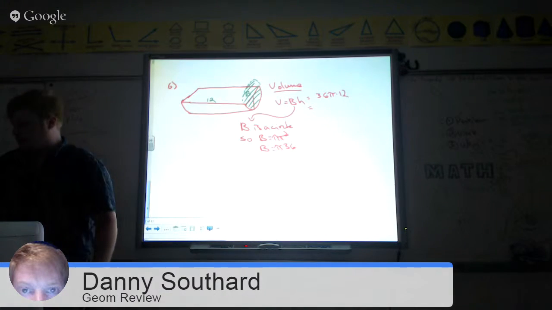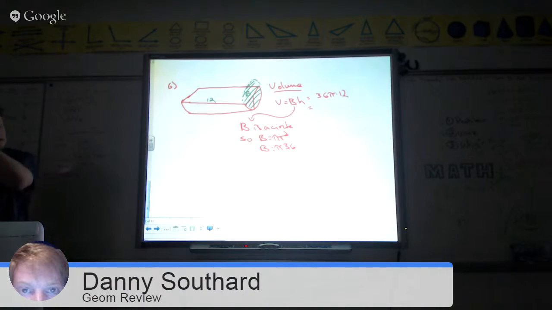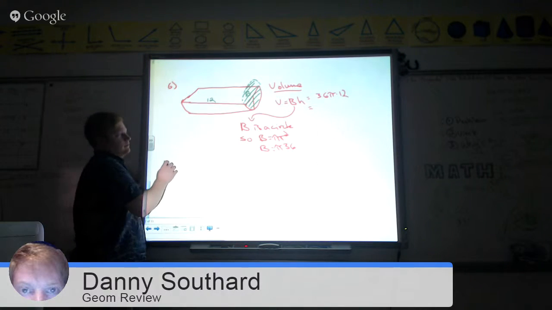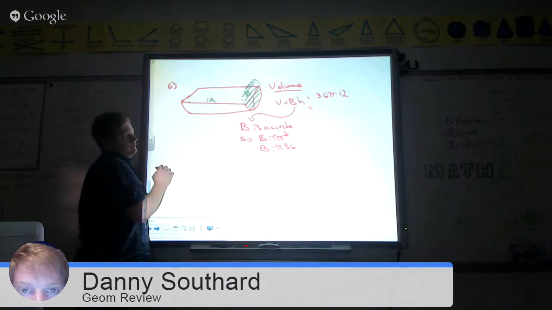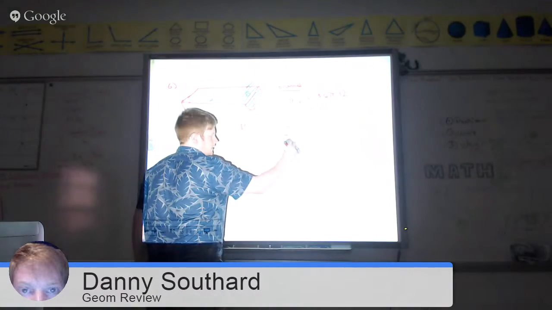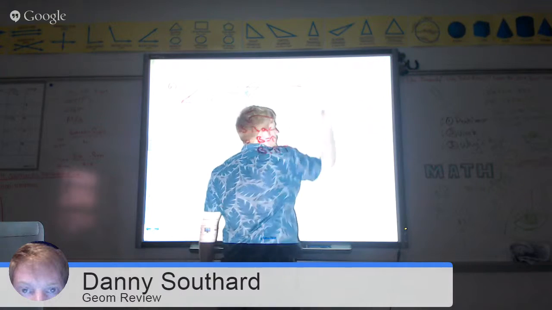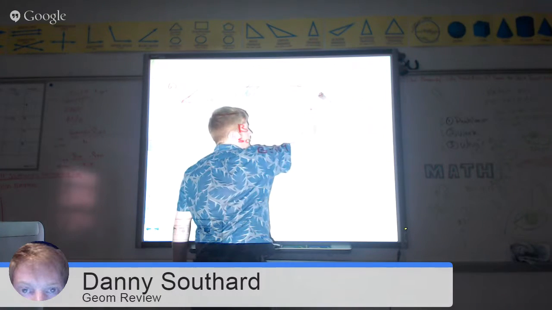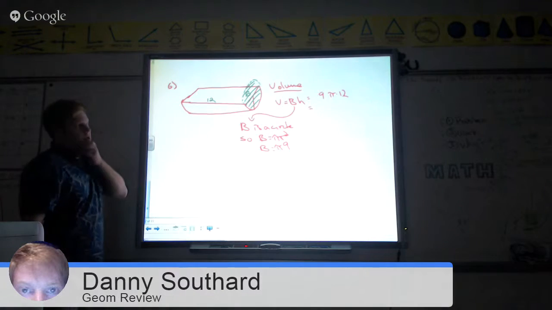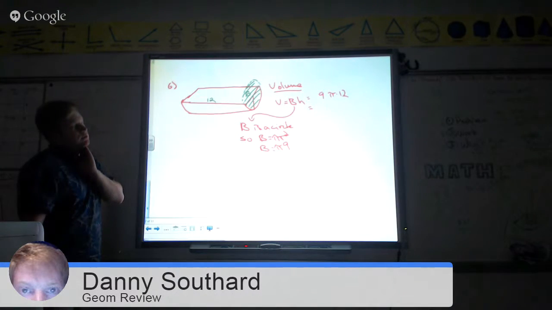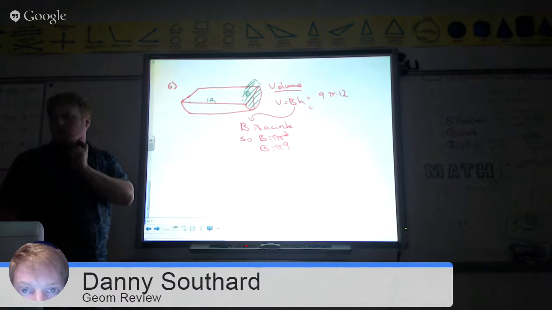Can someone tell me what 36 times 12 is? Wait, how do you get 36? Isn't it 3 squared, because it's the radius? Oh, yeah, I'm sorry. So it's 9 times 12. Okay, 9 times 12 is 108.